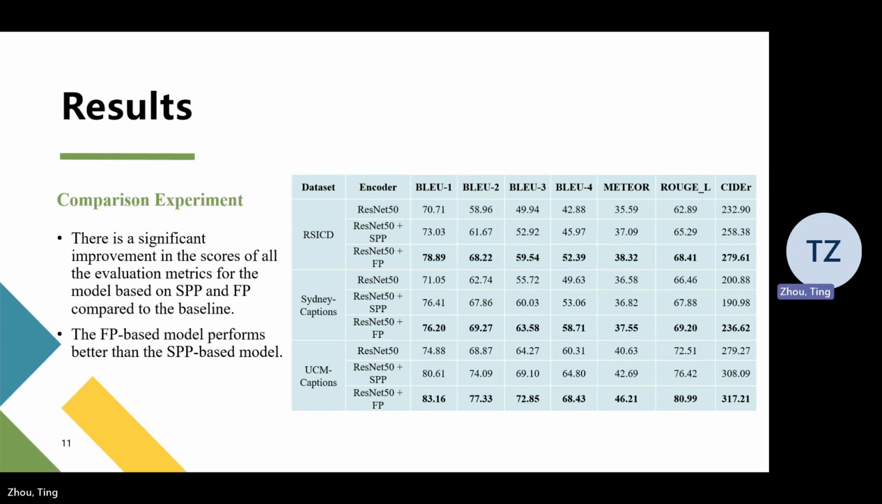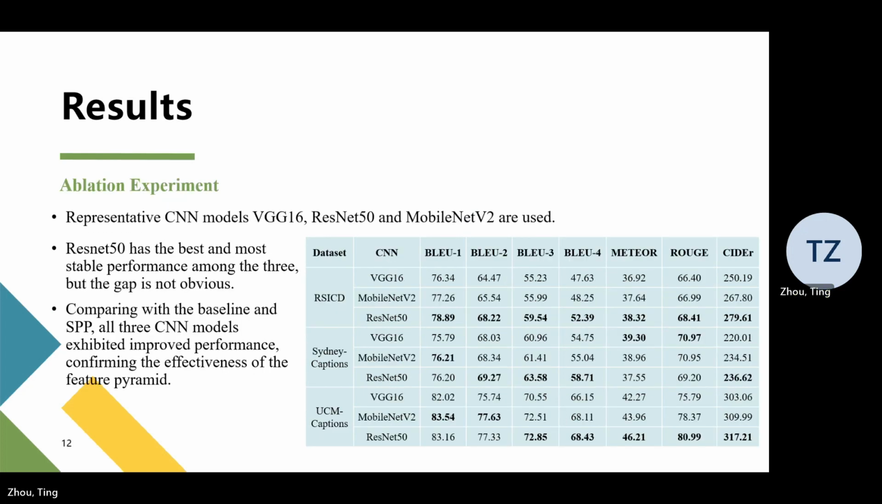This may be because the feature pyramid effectively integrates both high-level and low-level information, and SPP only processes high-level features. And low-level features can also learn image details such as shapes and colors. Next, to verify the effectiveness of the feature pyramid, we conduct ablation experiments based on different CNNs such as VGG16, ResNet50, and MobileNetV2. According to the results, ResNet50 has the best and most stable performance among the three.